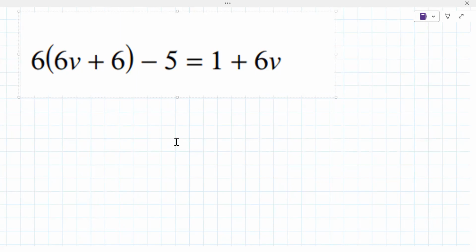And 36v plus 36 plus 31. So 36v plus 31 equals 1 plus 6v. So then 30v equals negative 30, v equals negative 1. Okay, go ahead and check your answer just to make sure.